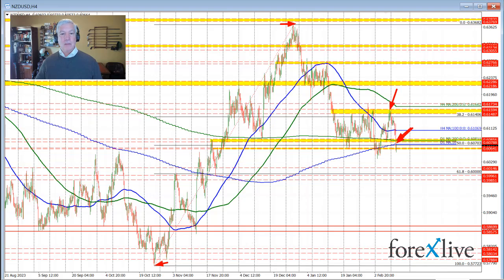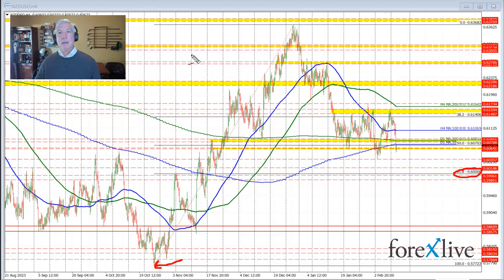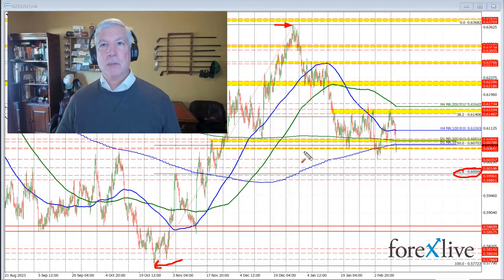On the downside, the low price from last week's trading came in right around the 0.6036 level, and that would be the next target on the downside. If we break below that level, look toward the 60 level, which happens to be the 61.8% retracement. That level comes right here at 0.6000, a nice round number, increasing that level's importance from a technical perspective, a natural technical perspective.